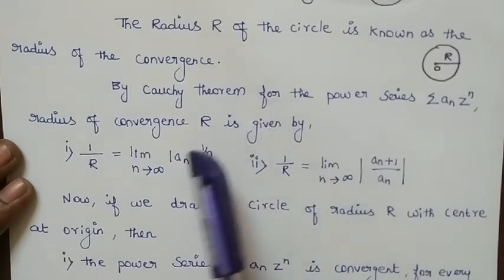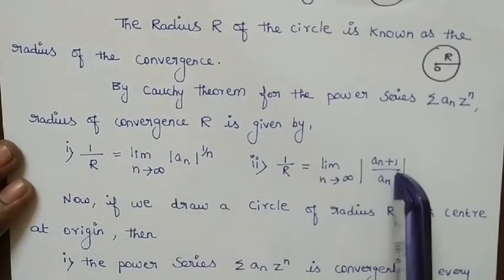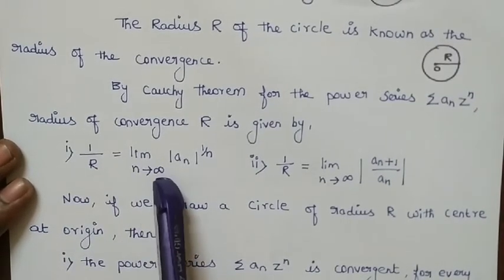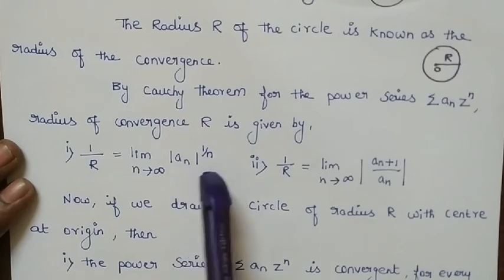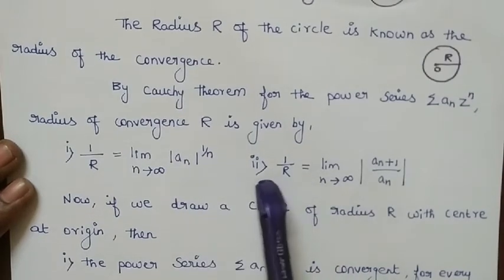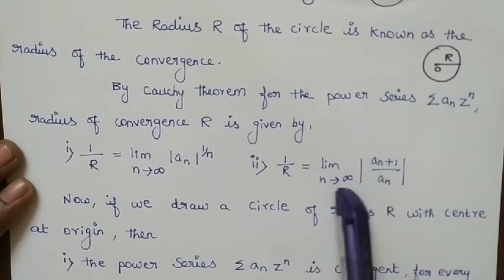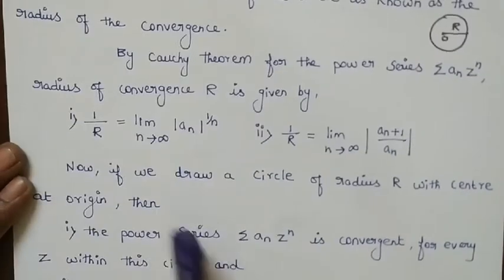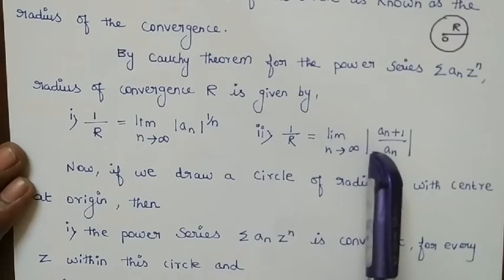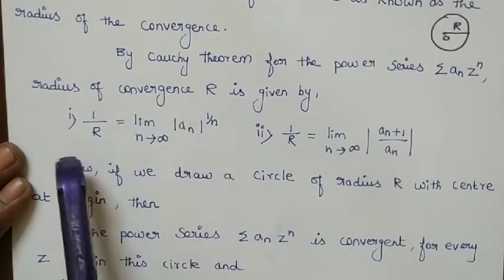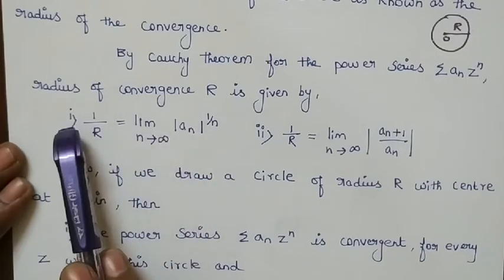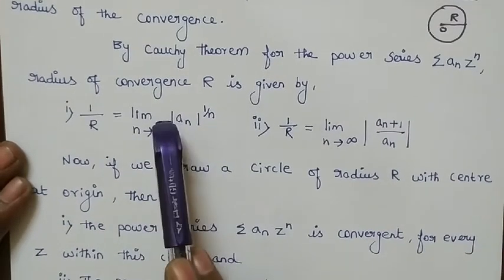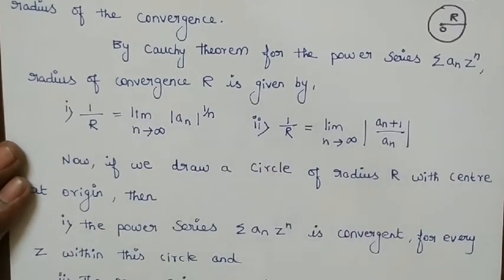Using Cauchy theorem, we have two formulas for finding the radius of convergence. First formula is 1 by r equal to limit n tends to infinity of modulus an whole power 1 by n. Second one is 1 by r equal to limit n tends to infinity of modulus of an plus 1 divided by an. These are the two formulas we have to use for finding the radius of convergence. If we are asked to find the radius of convergence of a series, we use these two formulas according to the given series.